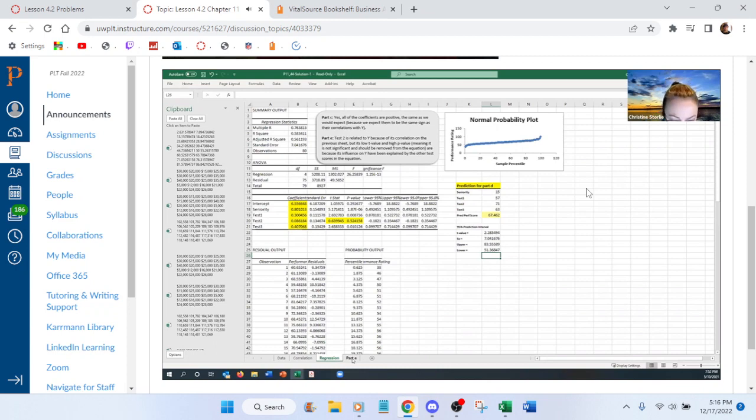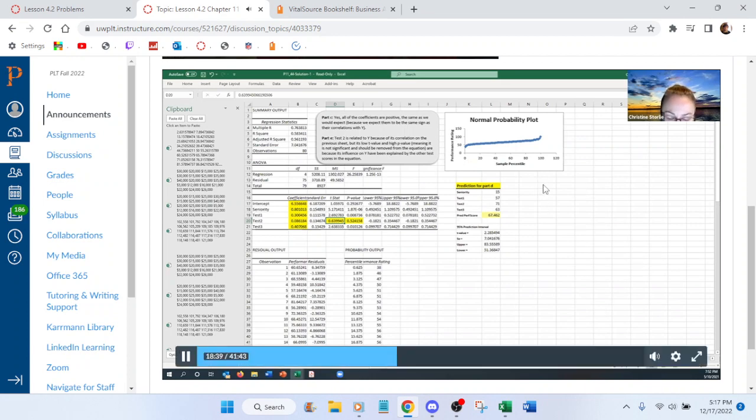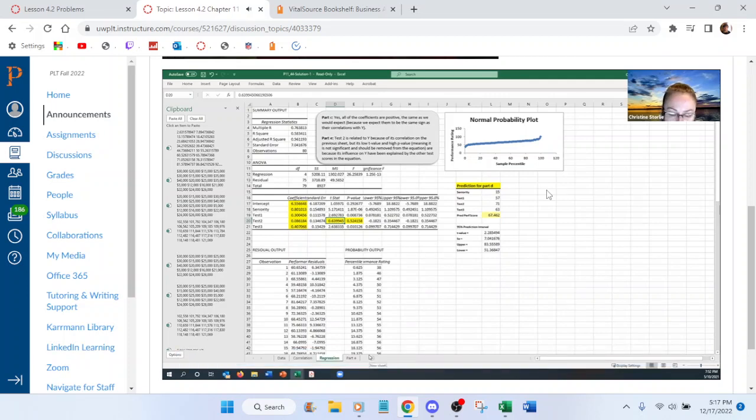Part E, one of the t-values for coefficients in part C is less than 1 right here. It's test 2. Explain briefly why this occurs. This is what I was saying before. This is the result of the multicollinearity. It's written right here. And then part F says it doesn't really make sense to use test 1, test 2 and test 3 since they have multicollinearity. Why don't you do an average of the 3 tests instead?